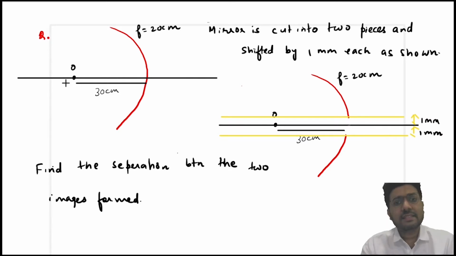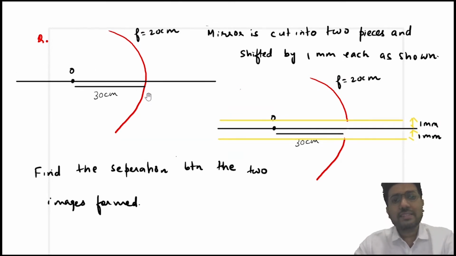Today is the 6th lecture of geometrical optics. In the last class, we completed spherical mirrors. In today's class, we will discuss one more problem of spherical mirror and then we will start with refraction from plane surface. So let's start with the class.